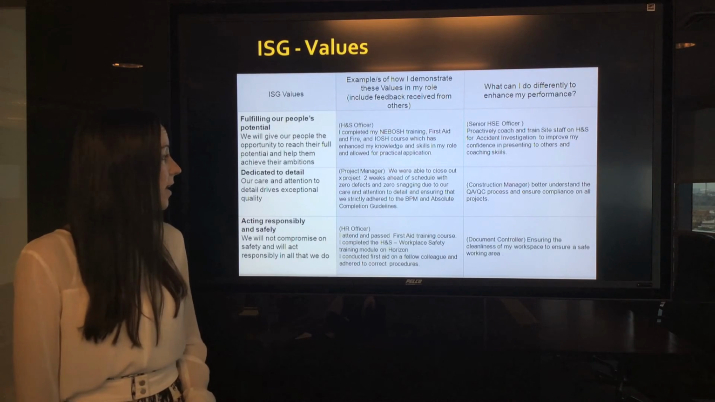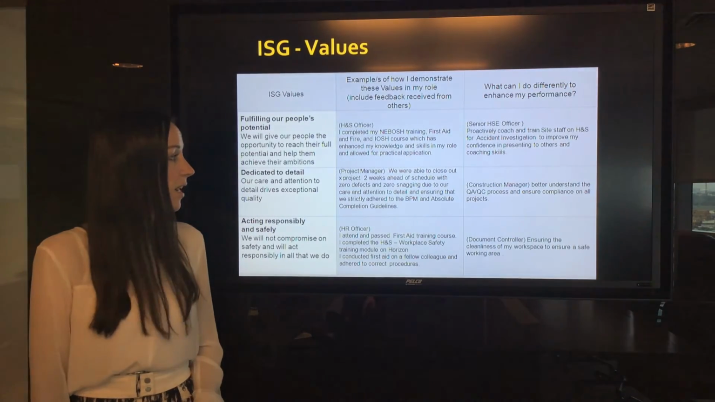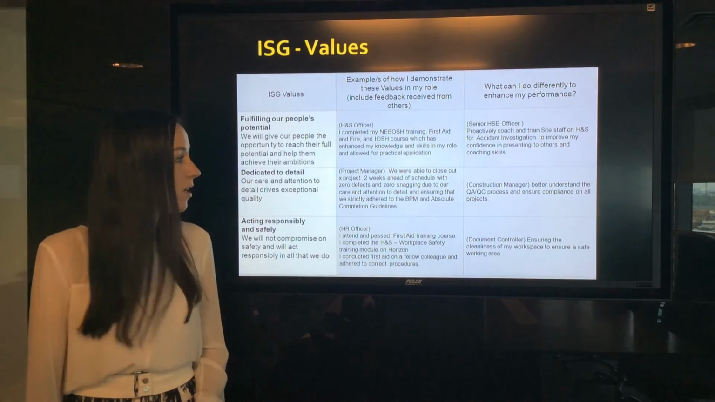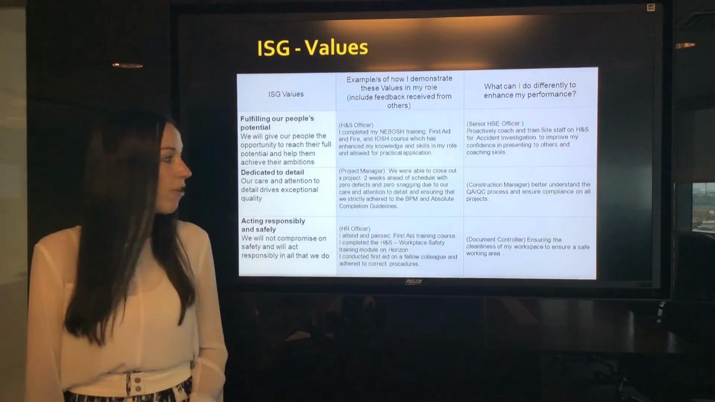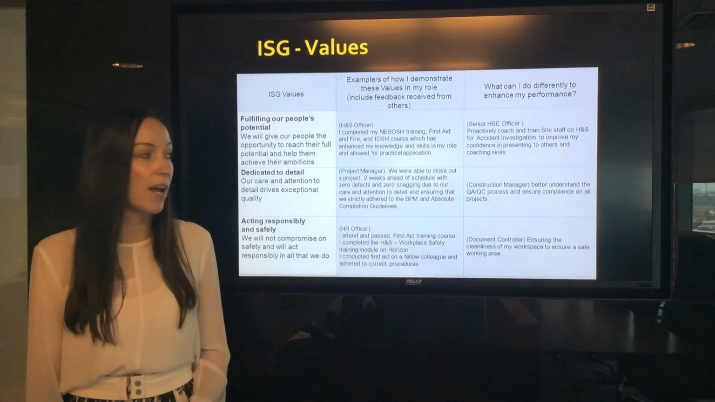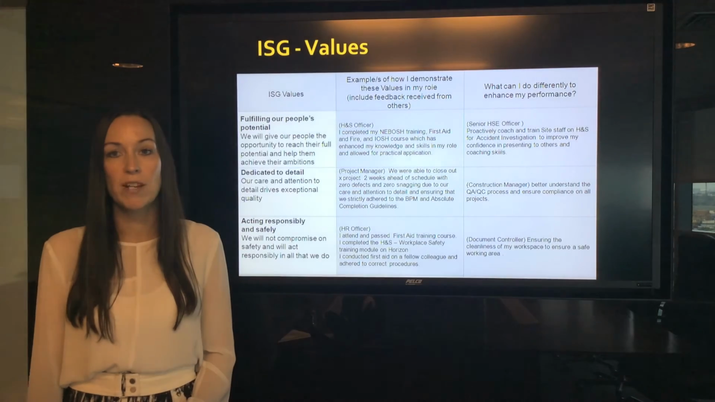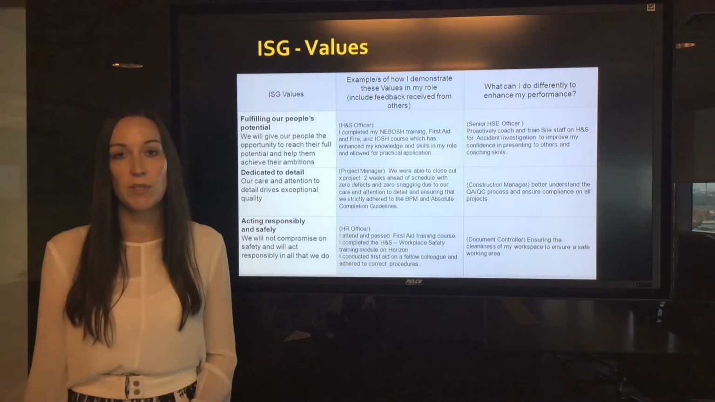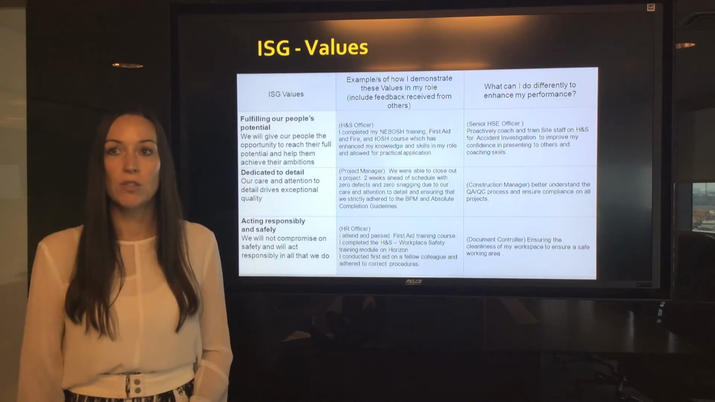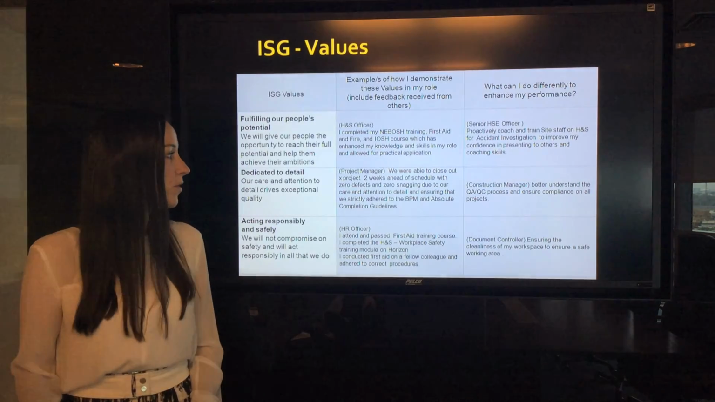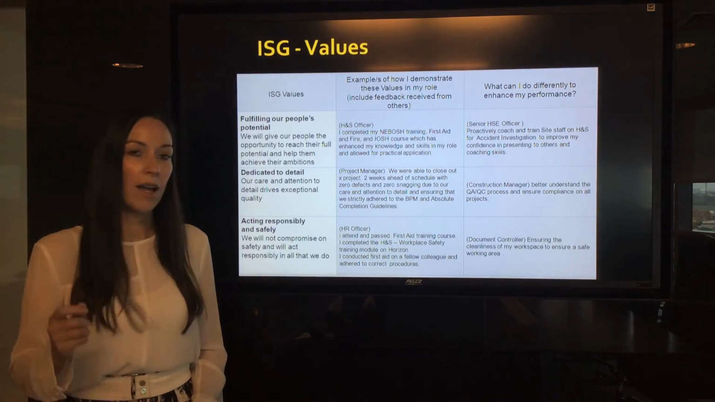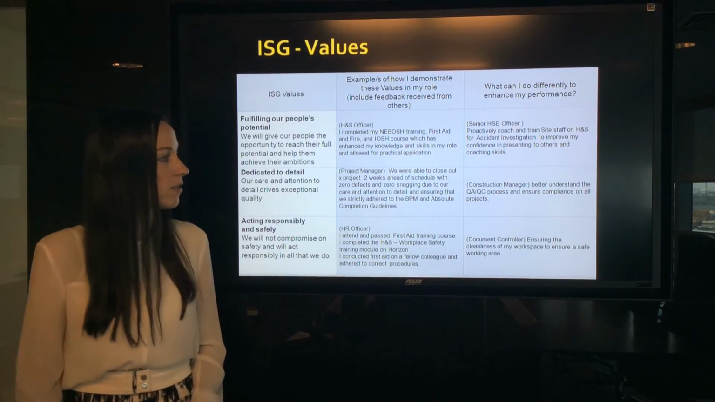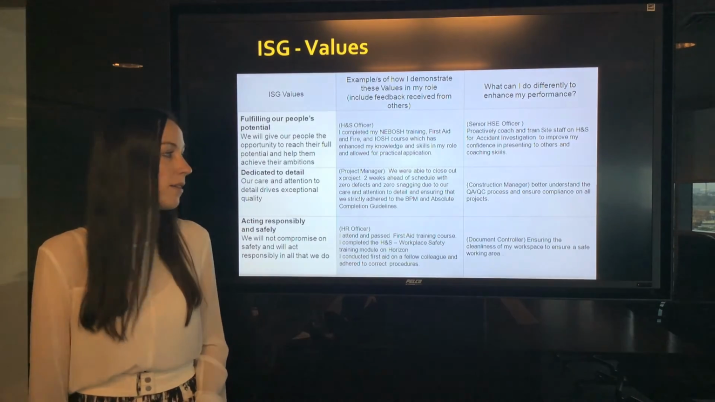The following value is dedicated to detail. Now, the example that we've provided here is of a project manager, and they've said that we were able to close out Project X 2 weeks ahead of schedule with 0 defects, 0 snagging, due to our care and attention to detail, and ensuring that we strictly adhere to best practice manual and absolute completion guidelines. Okay, so they've used the absolute completion, they've used the best practice manual to ensure that the project was delivered on time, and it's that detail that has enabled them to do that by following those manuals. Okay, so that's a good example there on how they've displayed that.